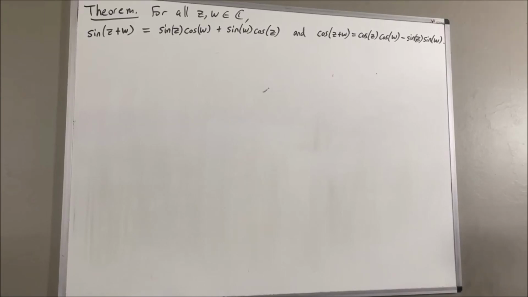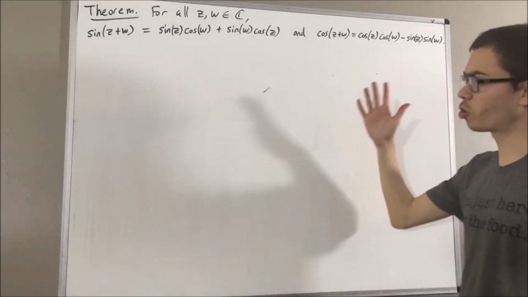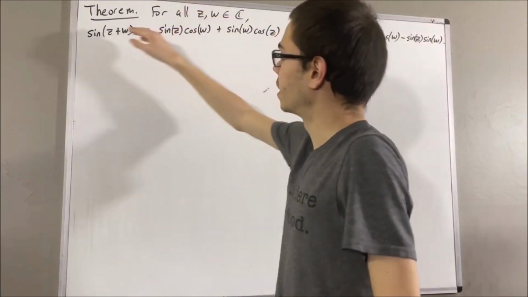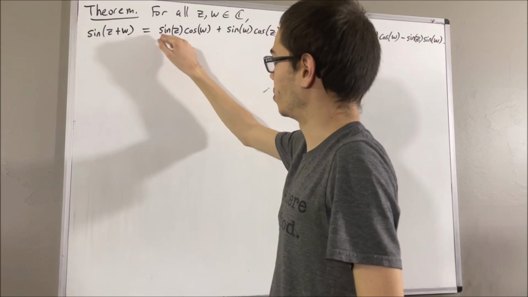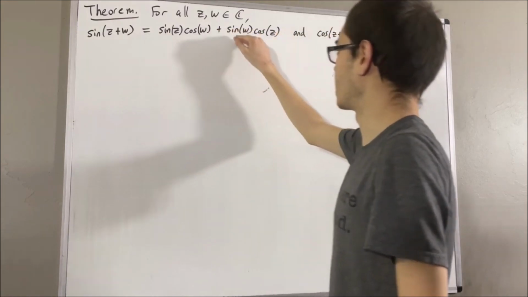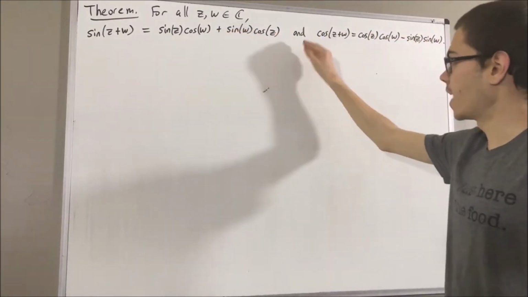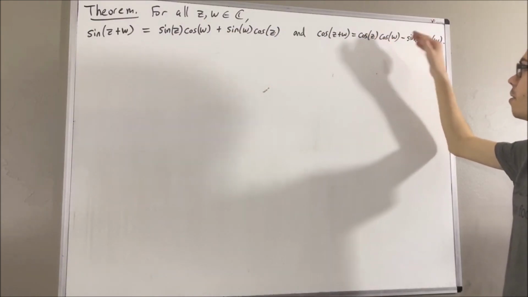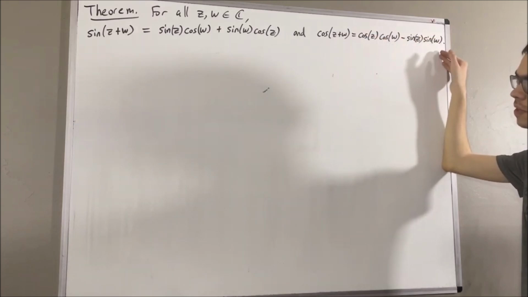Hello! In this video, we are going to prove the following theorem. For all complex numbers z and w, the sine of z plus w is equal to sine z cosine w plus sine w cosine z. And the cosine of z plus w is equal to cosine z cosine w minus sine z sine w.